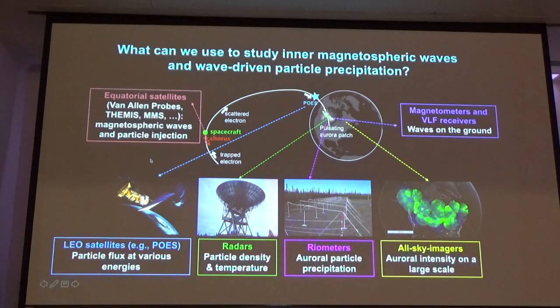To go a step further, if we know the physics of particle precipitation well enough, we may be able to infer what's going on in the equatorial magnetosphere, including the waves and particle dynamics, from LEO satellite measurements or ground-based observations to some extent.